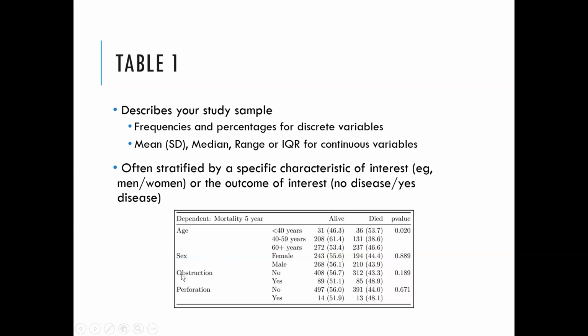So in this table, we see that the authors are presenting demographic characteristics, so age and sex, and then clinical characteristics, so obstruction and perforation. And these are all in categories. Remember, we talked about categorizing age, and it's sometimes a lot easier to present data this way. And then they've just stratified by whether an individual was alive or dead at the end of their study.